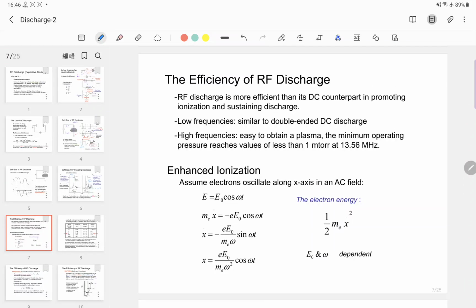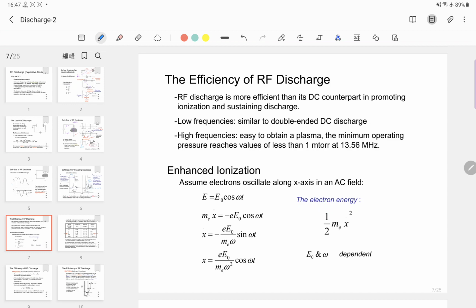And in industry, people like to use RF power supply to generate plasma, compared to DC power supply. The RF power supply is more efficient in generating plasma. So RF discharge is more efficient than its DC counterpart in promoting ionization and the sustaining of the discharge. Okay. So in the first chapter on the nature of plasma, we have already known that there are two stages.